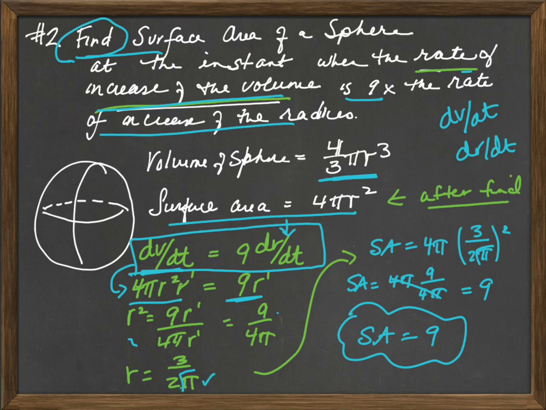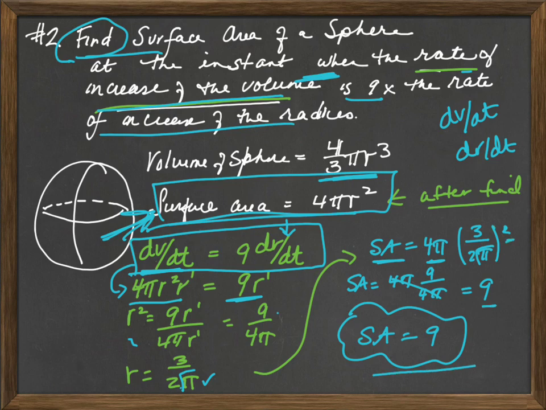Now that's not the surface area, that's the radius at the instant that the surface area was asked for. So for the surface area, you put it back into this equation right here, and that's equal to 4 pi times 3 over 2 square root of pi, quantity squared. So simplifying that out, you get the surface area of 9 units squared. Okay, I'll stop this video and go on to the next.